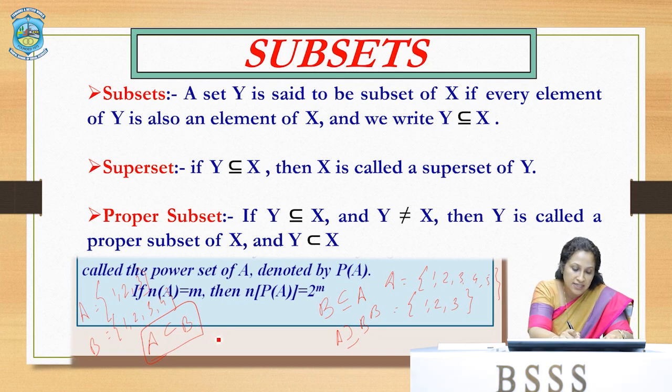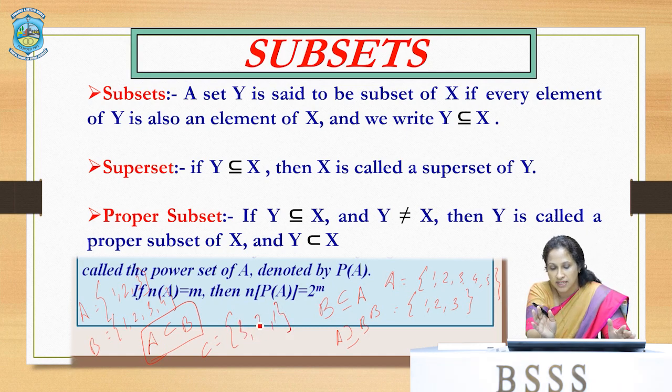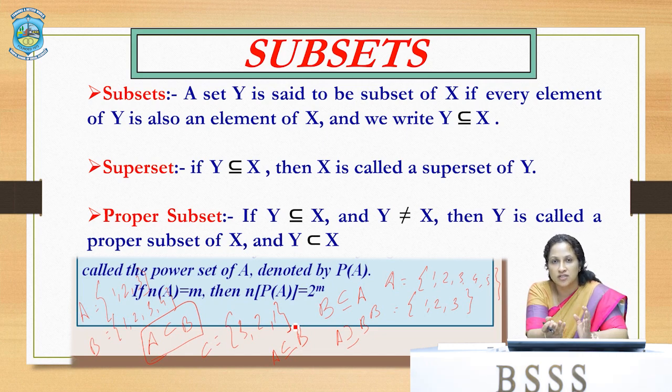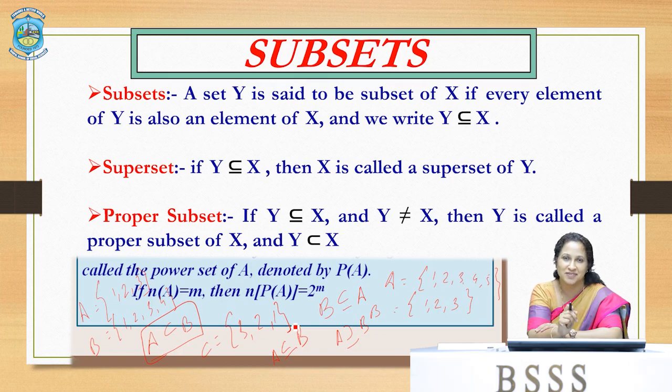Whereas, if you have another set C, wherein you have elements 3, 2 and 1, then you can say that A is a subset of C. This brings us to a very important conclusion that every set is a subset of itself. Another important conclusion is that the null set phi is a subset of every set. So, these two important conclusions are there, and you would draw some conclusions on your own when you have more understanding developed in the same concept.